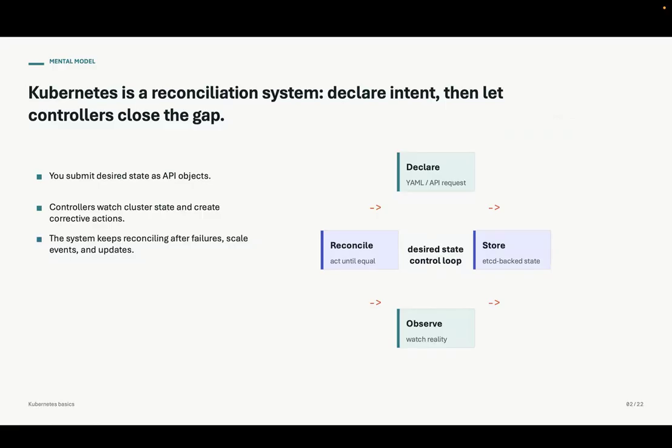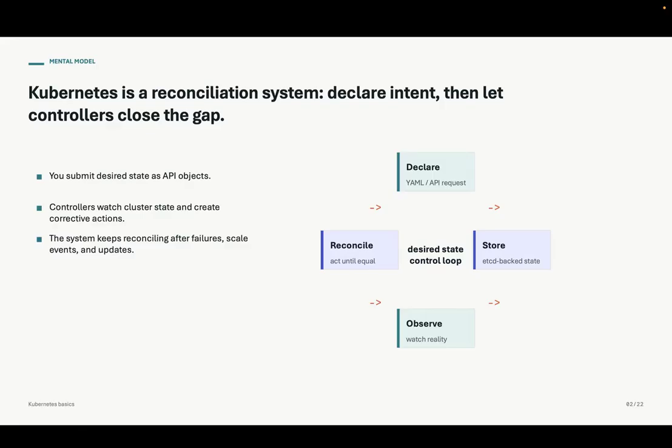Kubernetes stores the desired state in a data store. Then the controllers observe the current state of the cluster. If only two replicas are running, Kubernetes creates another one automatically to match the desired state. If a pod fails, Kubernetes notices the gap and creates a replacement automatically. If you update the desired image version from X to Y, Kubernetes starts moving the system towards that new version.